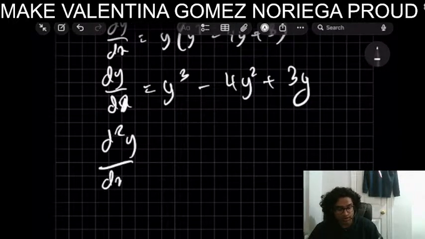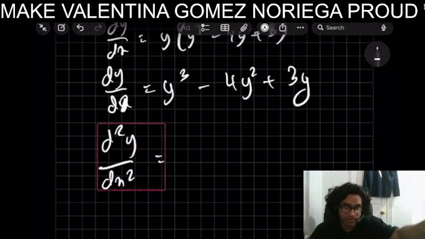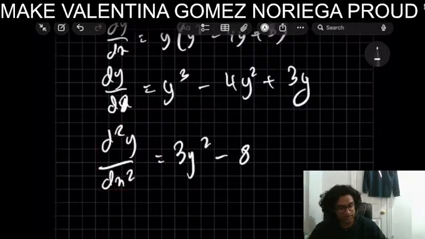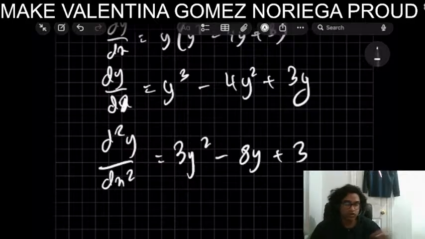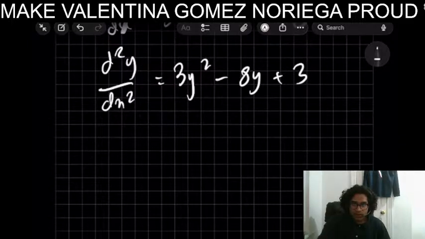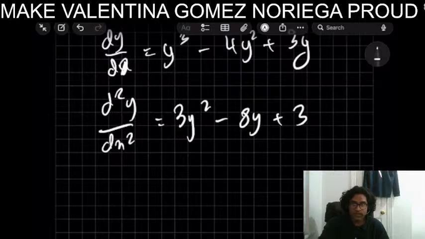d square y by dx square is just the first derivative of the first derivative. So the second derivative for the original equation is the first derivative for the first derivative. So we're going to have 3y square minus 8y plus 3, because dy by dx of y cube is 3y square, of 4y square is 8y, and of 3y is 3. Cool? And so that is your d square y by dx square.